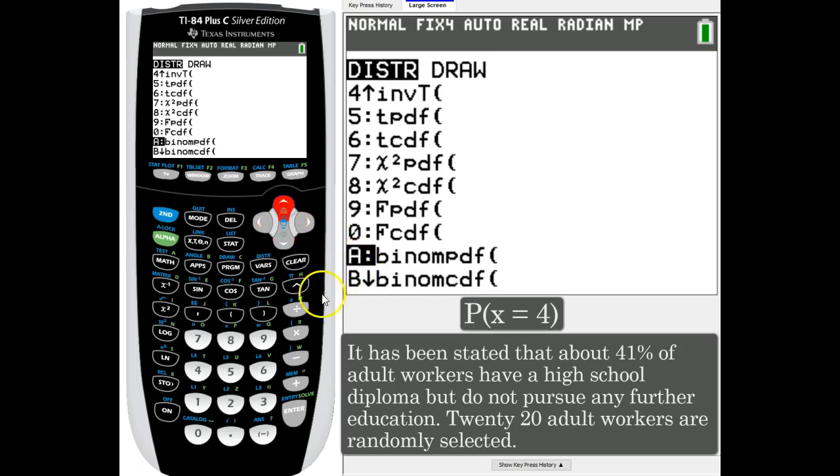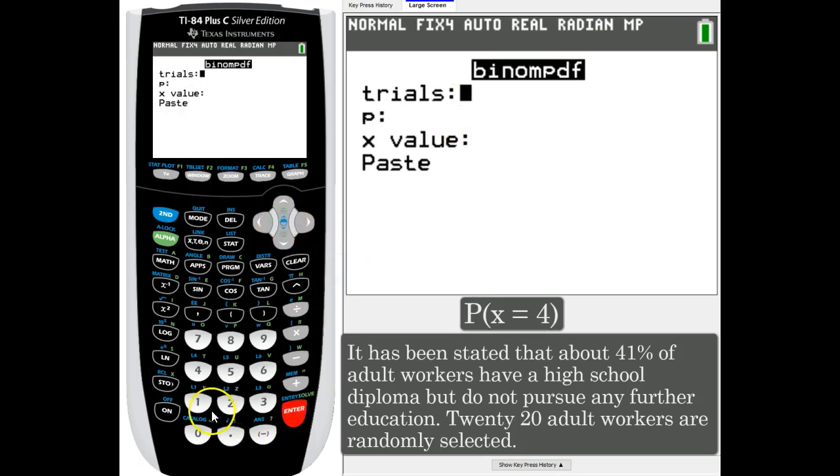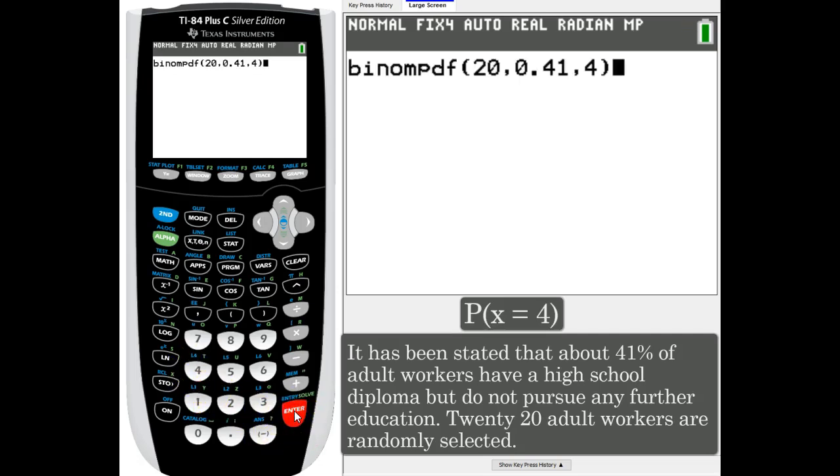So we want A. Our number of trials is 20. Our p-value is 0.41. And our x value was 4. We paste it to our screen and we hit enter for it to calculate. So the binomial probability that x is exactly 4 is 0.295.